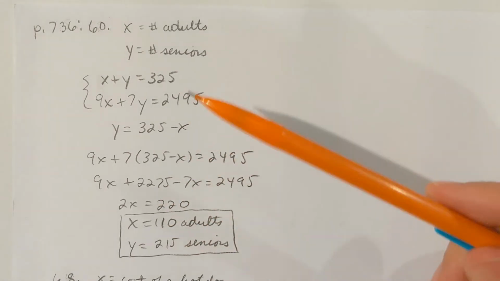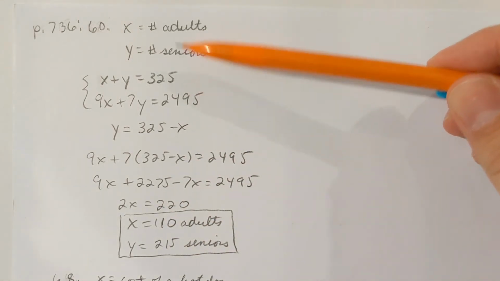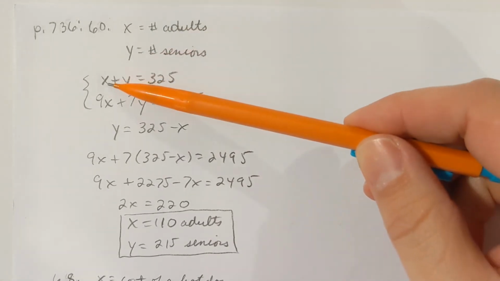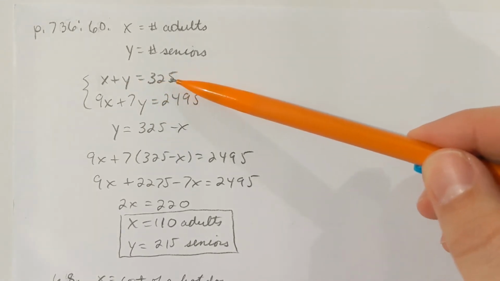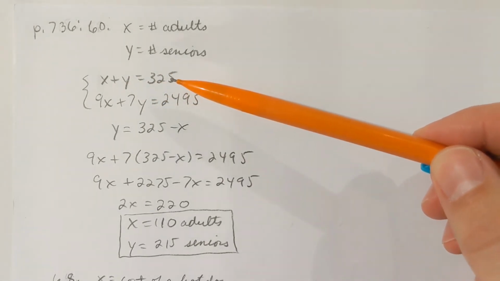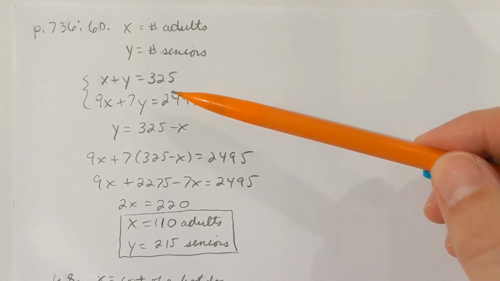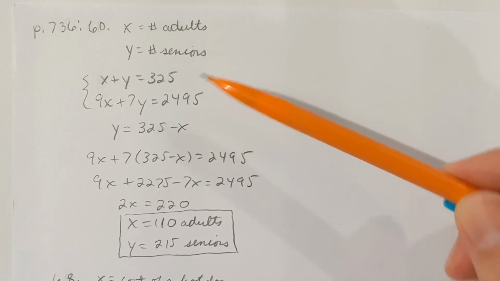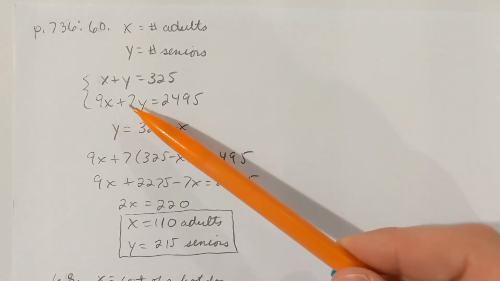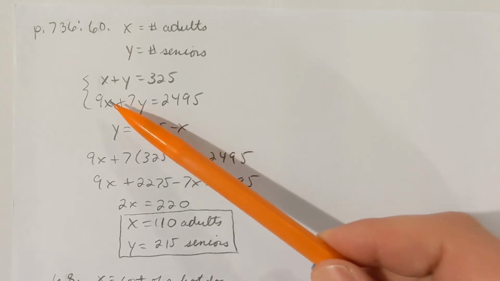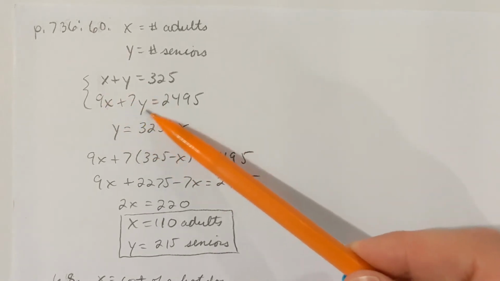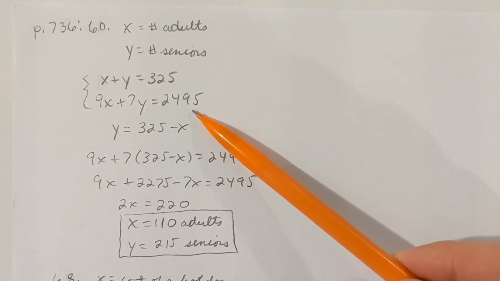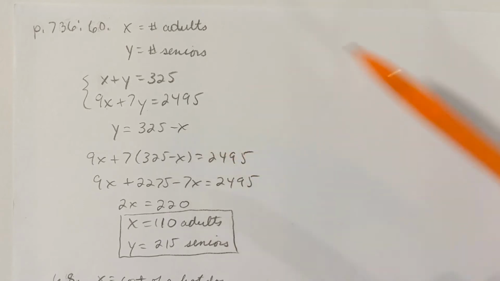One equation would be representing the number of tickets that were sold. If I let x be the number of adults and y equal the number of seniors, the number of adults plus the number of seniors were 325 total people. That's the number of tickets that were sold, they told us. Another equation here could be the cost equation. It costs $9 for an adult and $7 for a senior. So I've got the total cost of all the adults plus the total cost of all the seniors, going to give me a total cost of $2,495. That's what they told us in the problem.